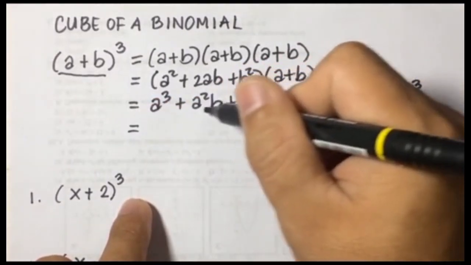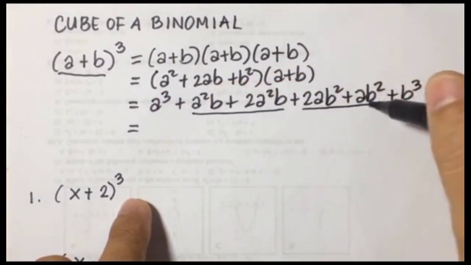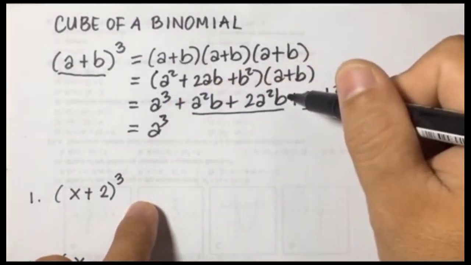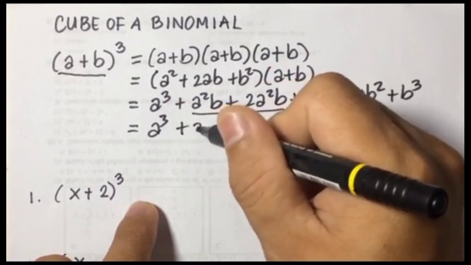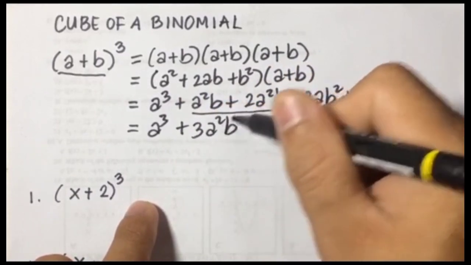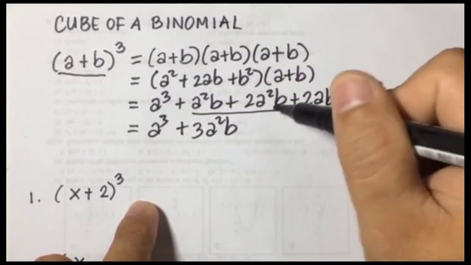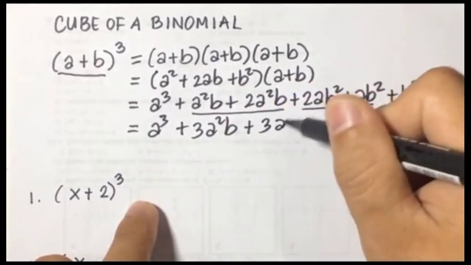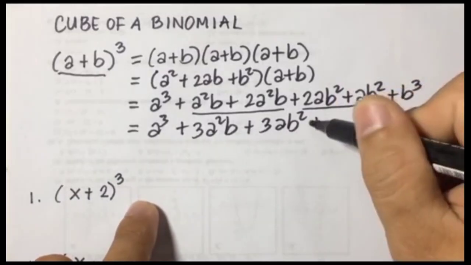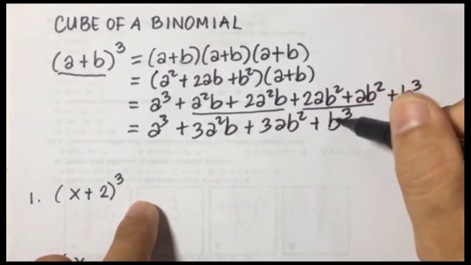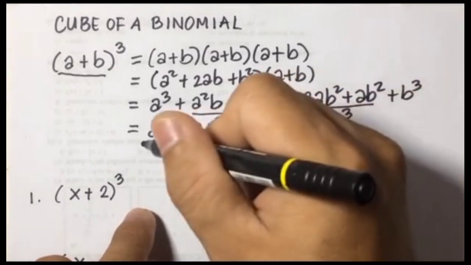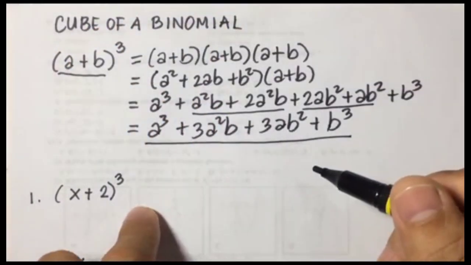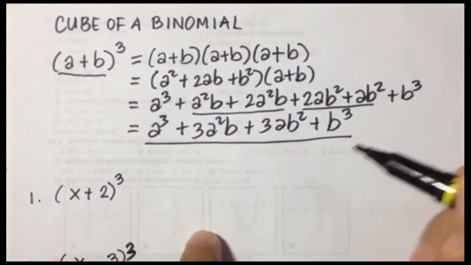Now we have like terms here, so we're going to have A cubed, then A squared B plus 2A squared B, that will be 3A squared B, 2AB squared plus AB squared, that will be 3AB squared, and last will be positive B cubed. Now we're going to use this product in cubing a binomial, or finding the cube of a binomial.